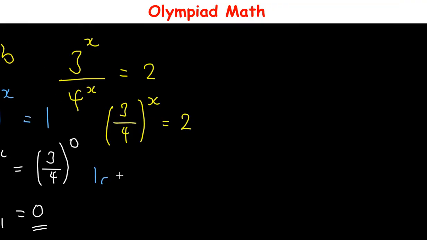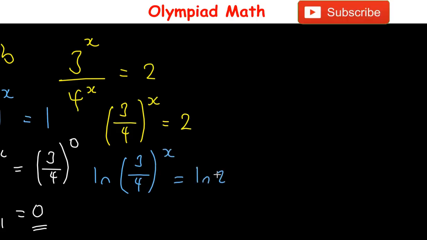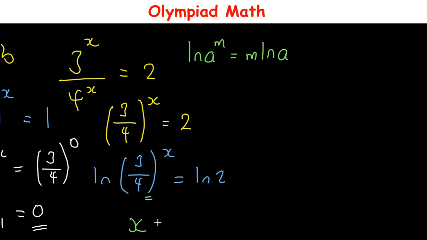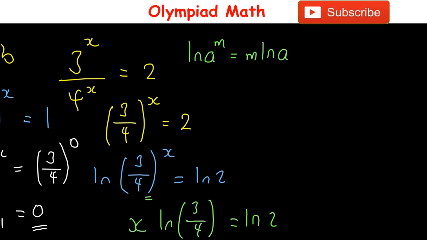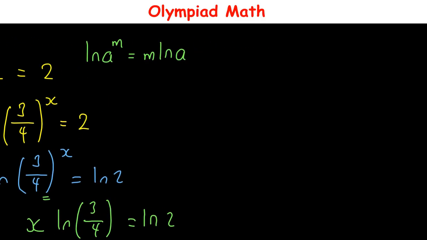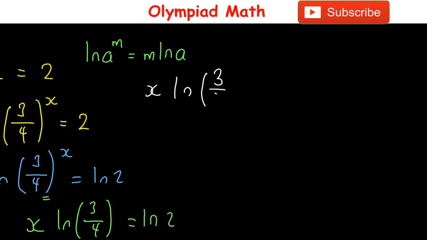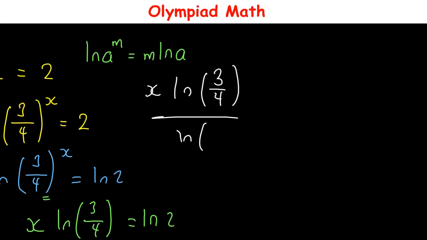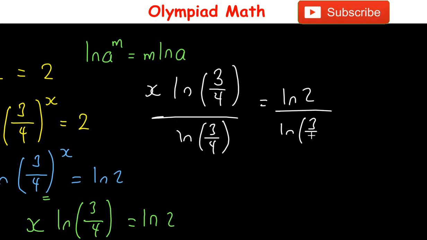So we have ln in bracket 3 over 4 all raised to power x, and this equals ln 2. So making use of this rule of natural logarithm, that if you have ln a raised to power m, this equals m times ln a. So applying it right here, this becomes x times ln in bracket 3 over 4, and this equals ln 2. Next, divide this equation by ln 3 over 4. So we have x times ln in bracket 3 over 4, divided by ln in bracket 3 over 4, and this equals ln 2 over ln in bracket 3 over 4.